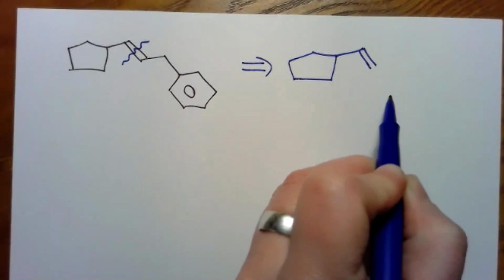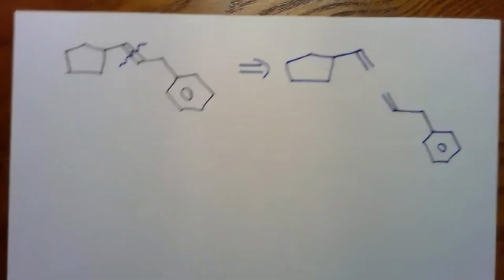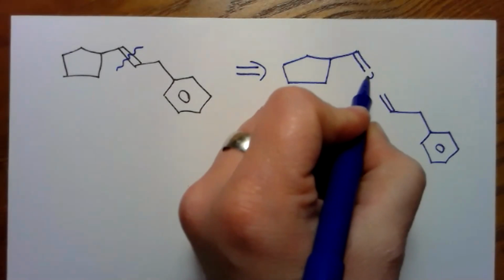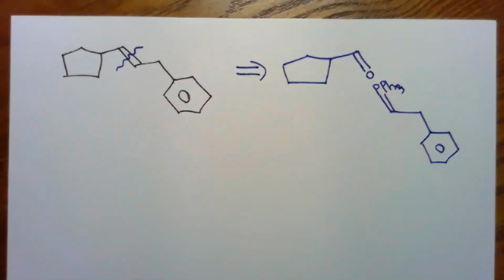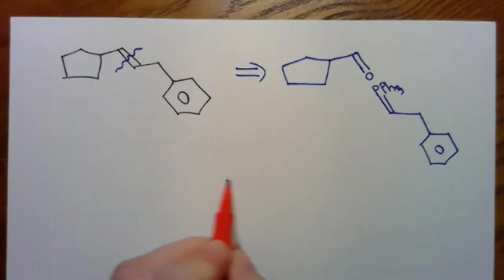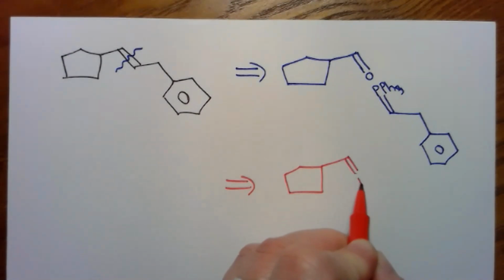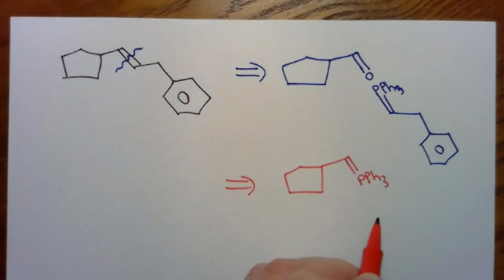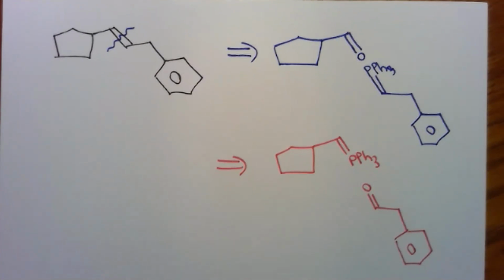So the two pieces are going to be these, except one of them needs to be a carbonyl while the other is your ylide, like that. You could absolutely 100% reverse the order. This could be your ylide, and this could be your carbonyl. It doesn't matter. One is not really preferred over the other. It just depends on how you want to make it.